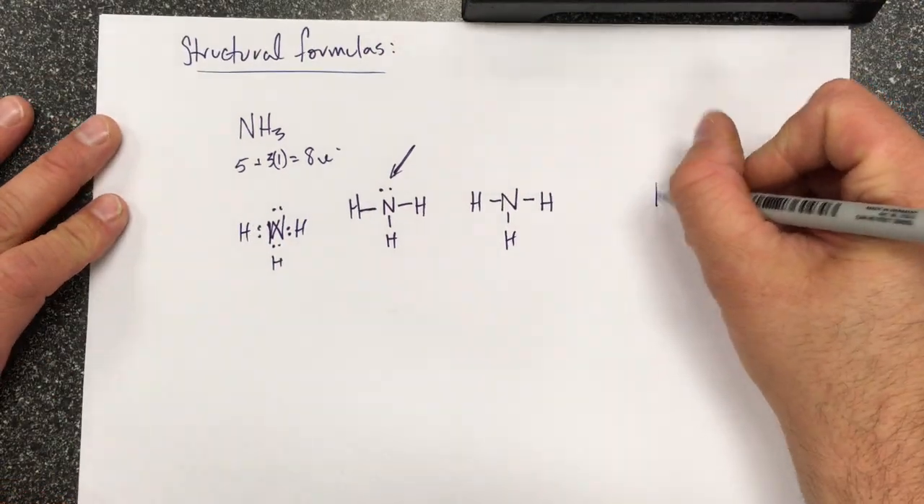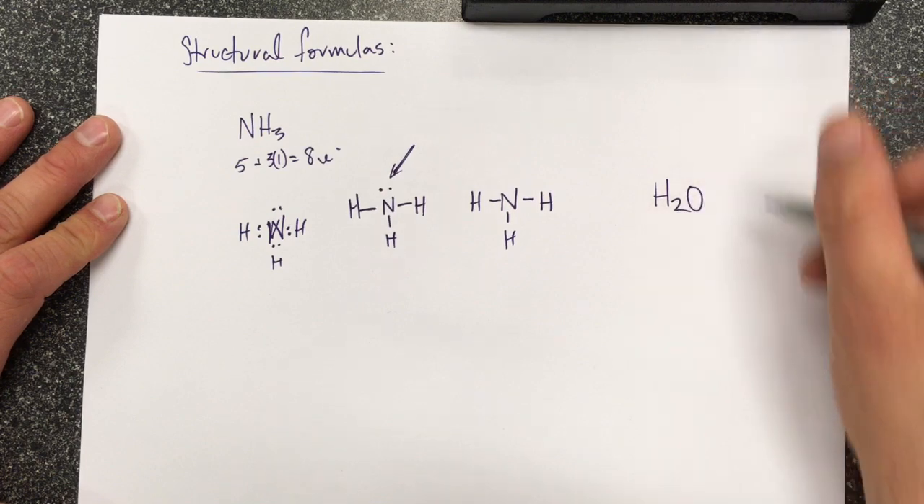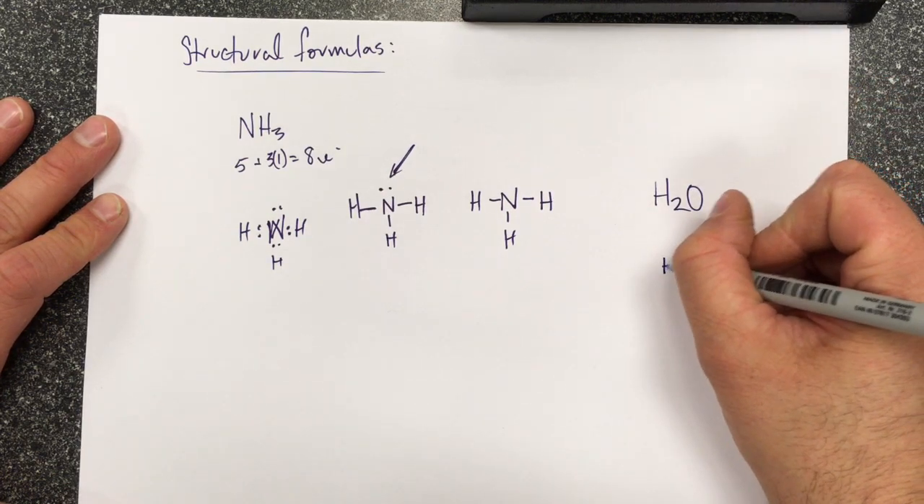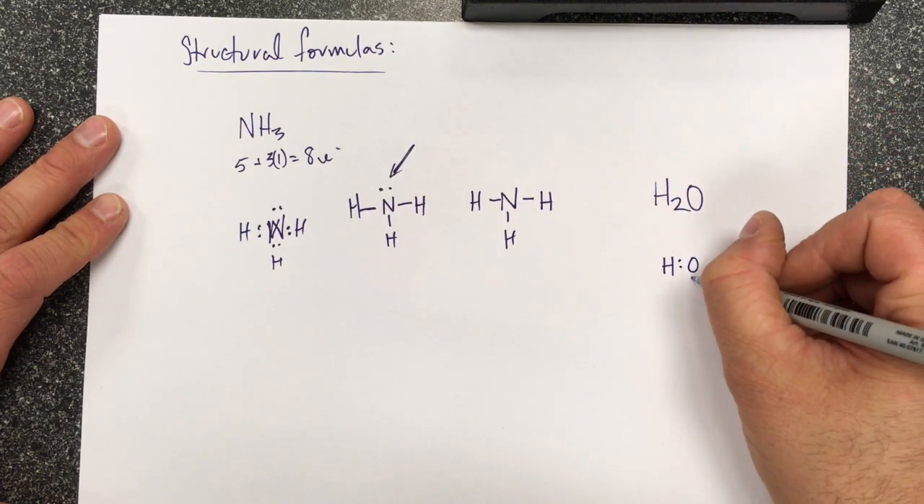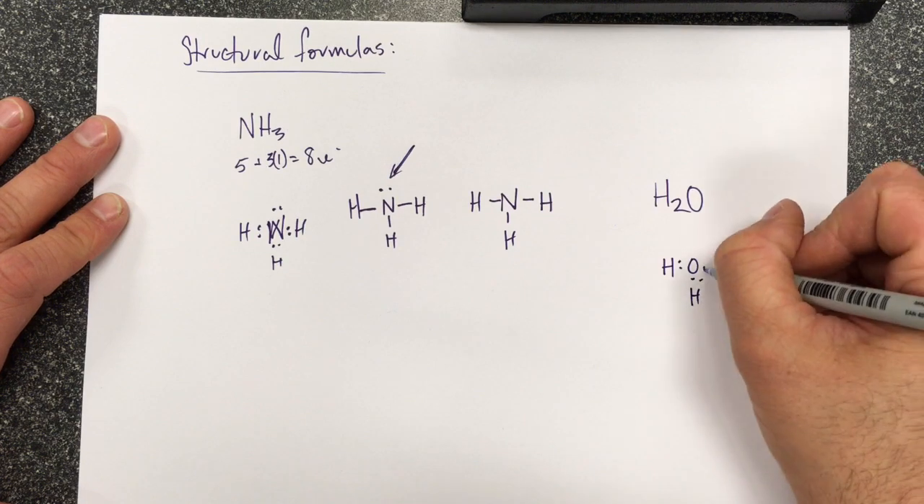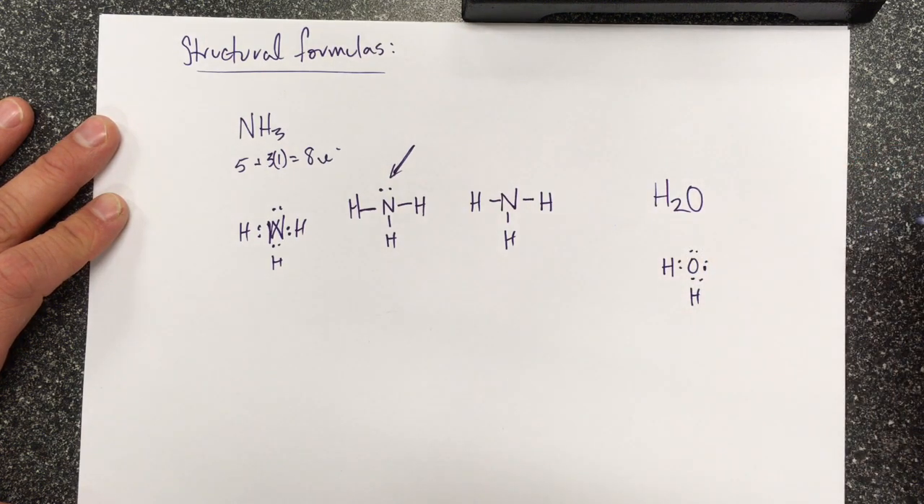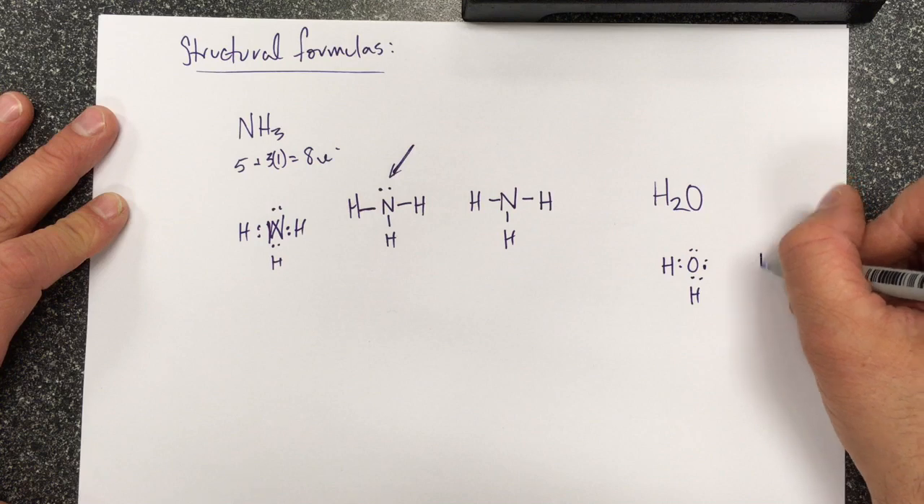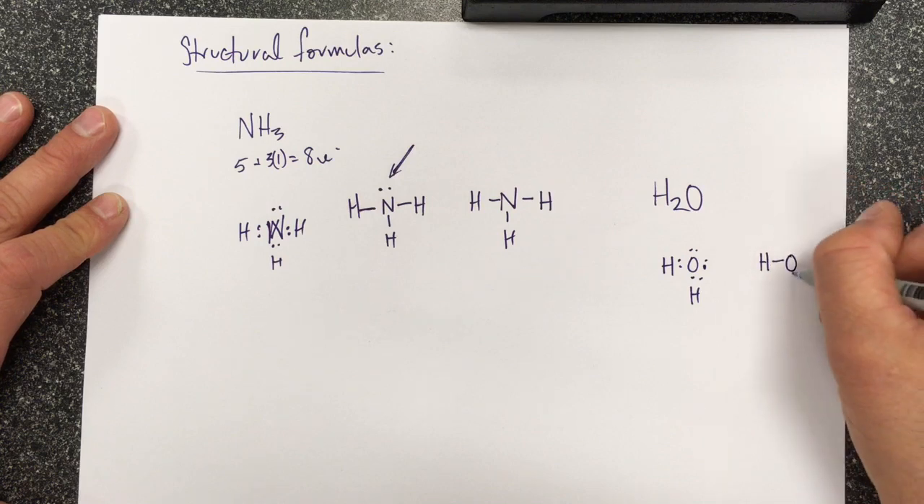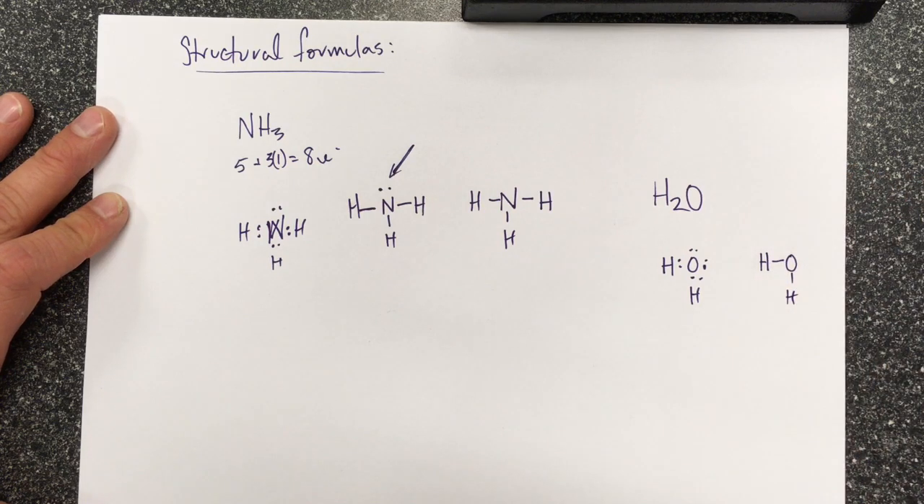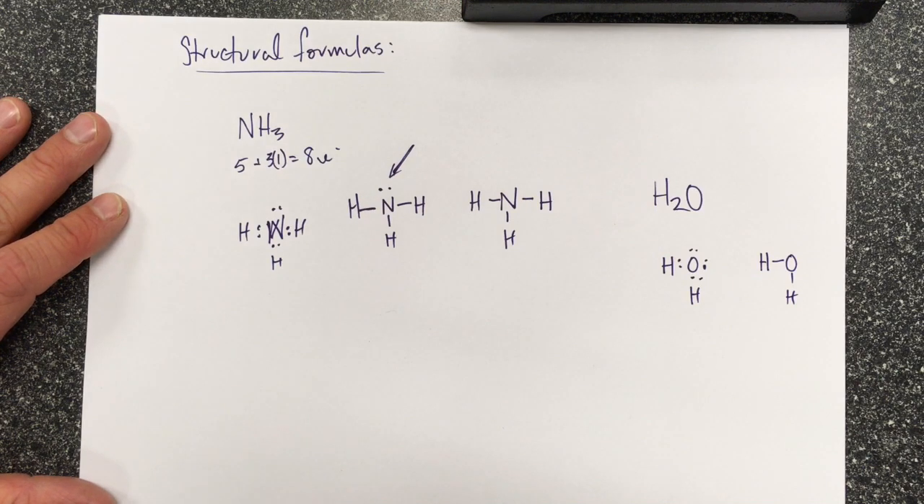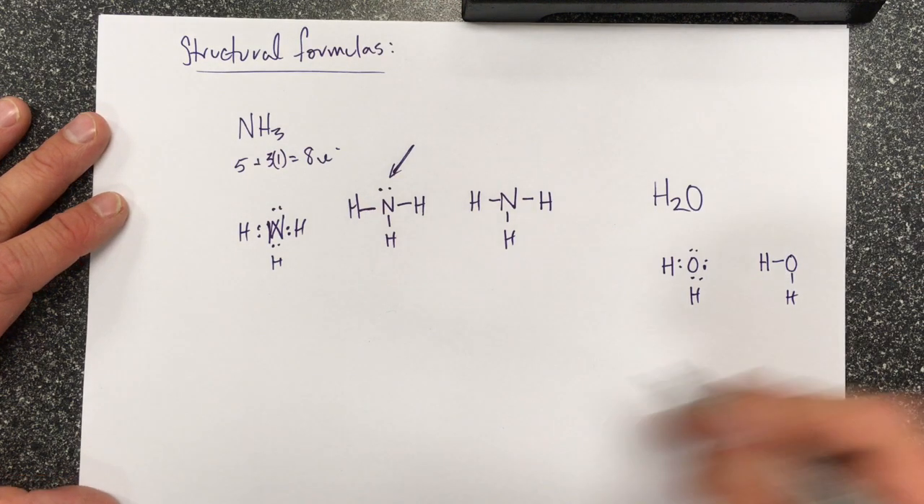So if we looked at something like H2O, which again has 8 valence electrons, you have hydrogen bonded to your central oxygen, bonded to your central oxygen, and that's your Lewis diagram. Your structural diagram only shows that oxygen is bonded to the hydrogens with single bonds. So this is a single bond.